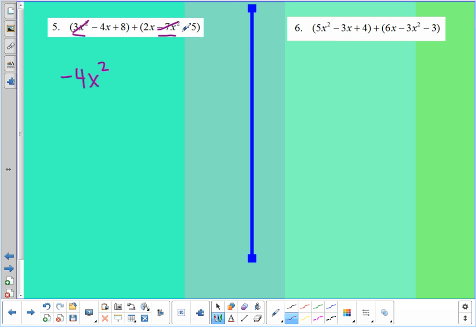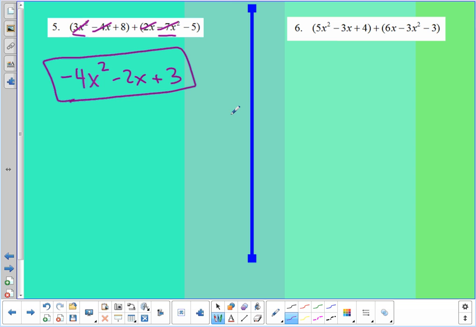And again, you don't have to cross them out when you're finished with them, but if it helps you keep your work organized, go ahead and do that. Then my x terms, negative 4 and 2 is negative 2x. And then my constants, 8 minus 5 is 3. And that is my simplified form of the expression.